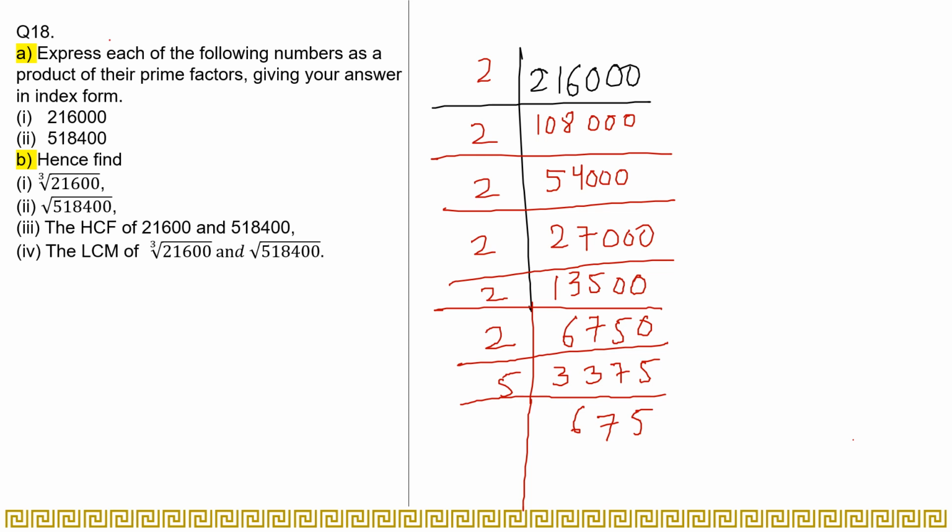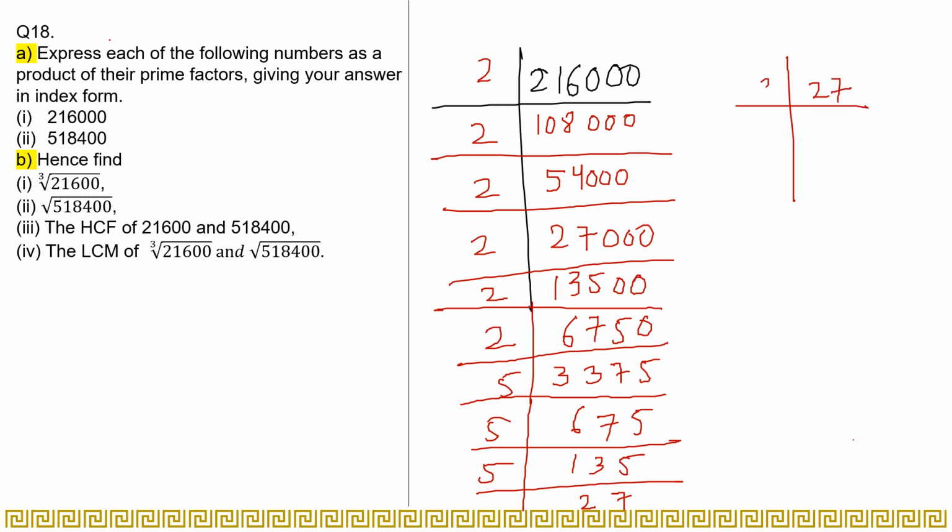And then we can again divide it by 2. 5, 1 is 5, 5, 3 is 15, and 5 is 25, again with 5. 5, 2 is 10, and 5, 7 is 35. Now 27 can be divided by 3. 3, 9 is 27, and 3 is 9.